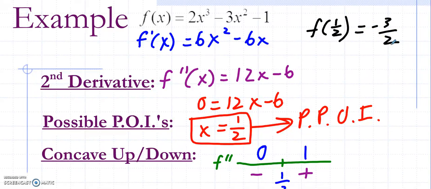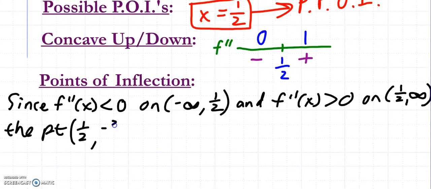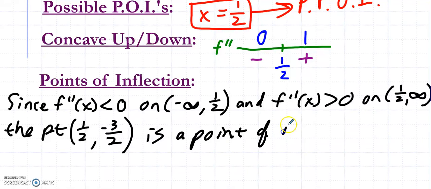I used a calculator for that. You can do it by hand too. It's not that difficult. So negative 3/2 is, let's see, since f double prime of x is less than 0 on negative infinity to 1/2 and f double prime of x is greater than 0 on 1/2 to infinity, the point is a point of inflection. Or you could say it is an inflection point. It doesn't matter. But again, we need the justification. This is our answer here.